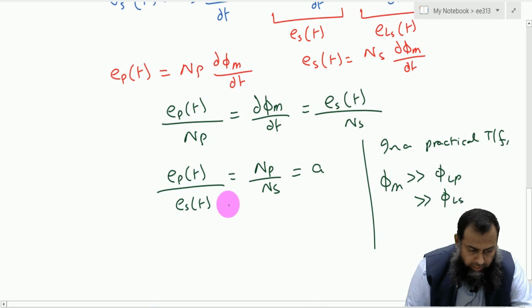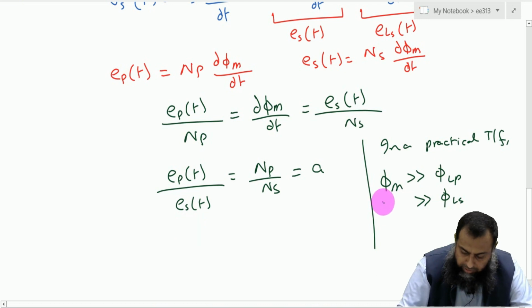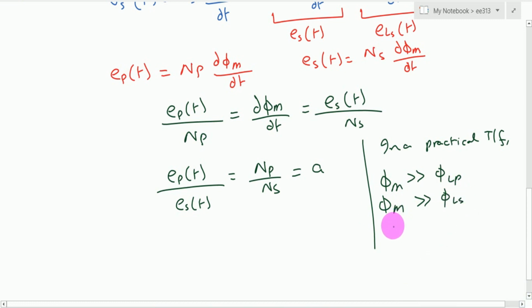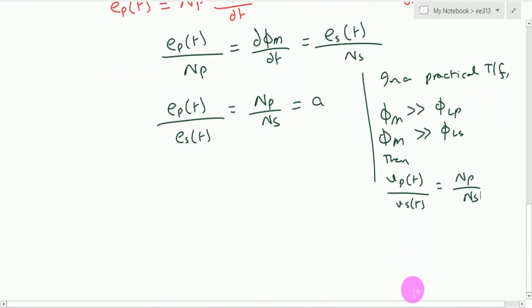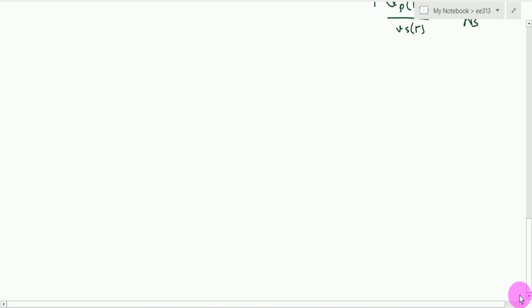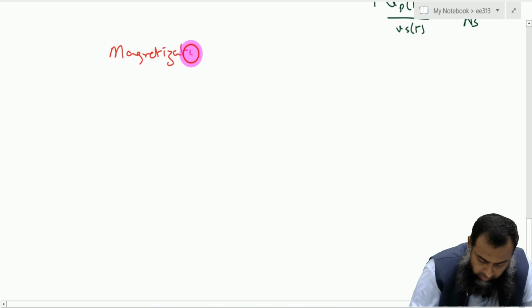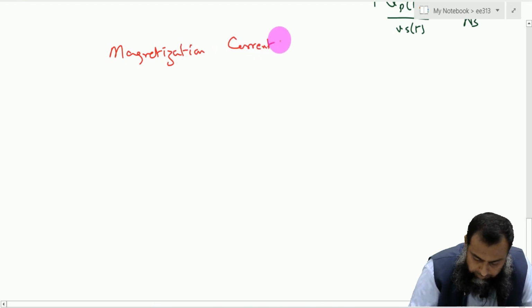Similarly, if we manage to have this mutual flux greater than this leakage flux, then we can say that Vpt over Vst is equal to Np over Ns. But if this is not valid, or if we fail to acknowledge this, then this equation is not satisfied. So the next thing that we need to see is the magnetization current of a transformer.